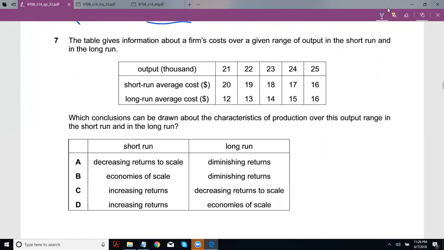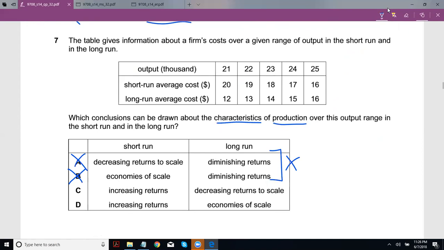Question 7. The table gives information about a firm's costs over a range of output in the short run and the long run. Which conclusions can be drawn about the characteristics of production over this output range in the short run and in the long run? Well, I believe you can cross out B without looking at anything, because I don't think economies of scale exist in the short run, and similarly, diminishing returns also do not exist in the long run.